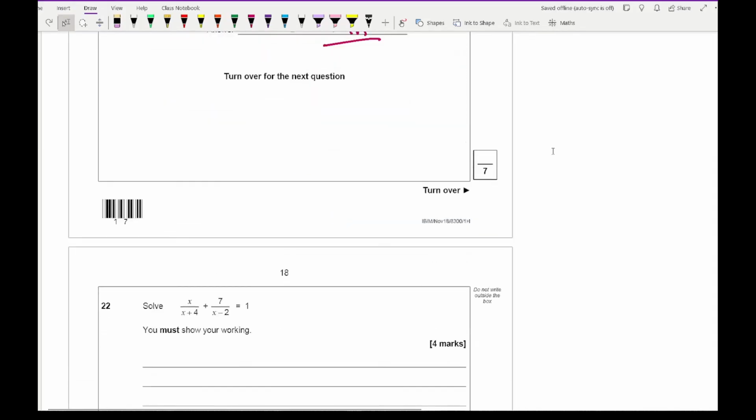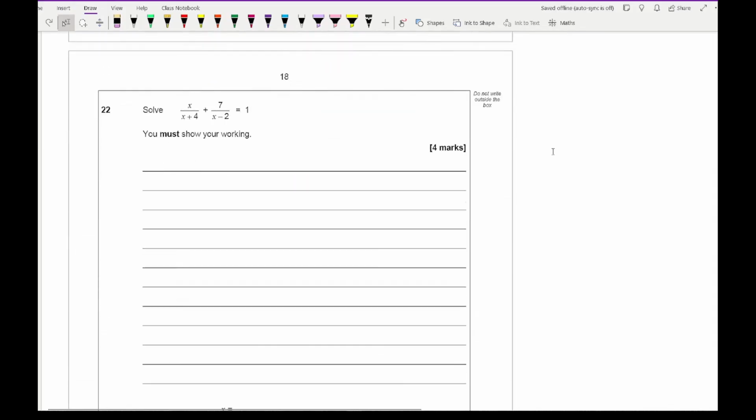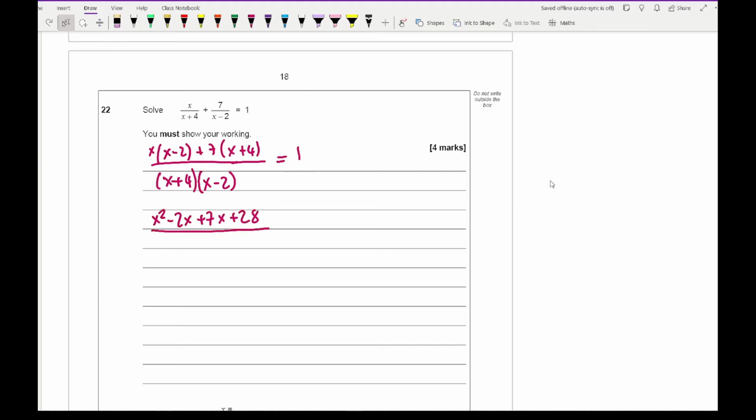Now moving on to our next question, question 22. So this is algebraic fractions, and what we want to do is solve this equation. So first things first, I need to get a common denominator. My common denominator is going to be x plus 4 times x minus 2. To do that, I need to multiply the first fraction by the second denominator, which is x minus 2, and the second numerator by the first denominator. What I've got is that. Then if I neaten up the top, I get x squared minus 2x plus 7x plus 28, all divided by x plus 4. That's what I'm doing there.